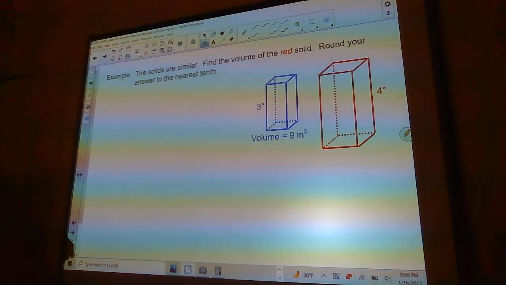Okay, these solids are similar. Find the volume of the red solid. So I'll let you do this one on your own, and then jump back on and see how you did.